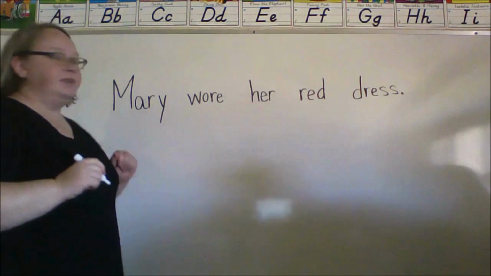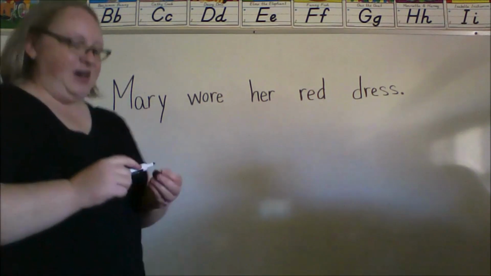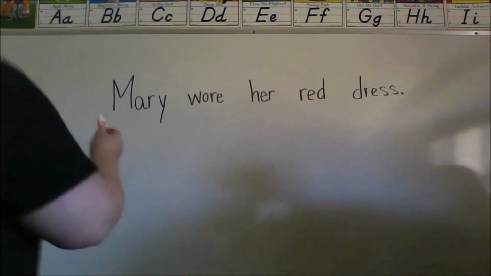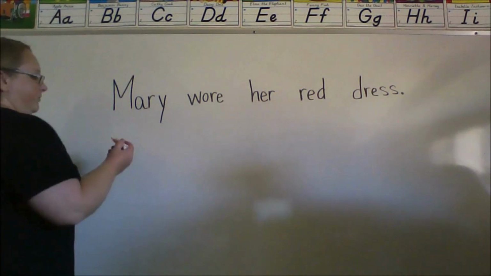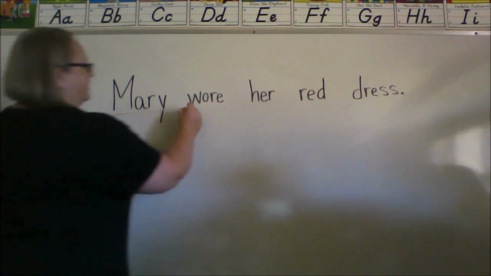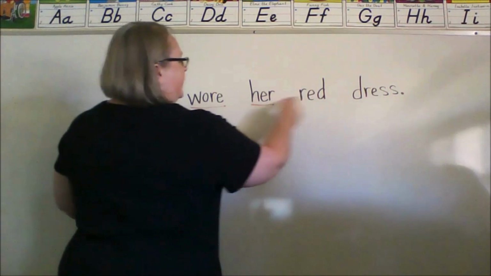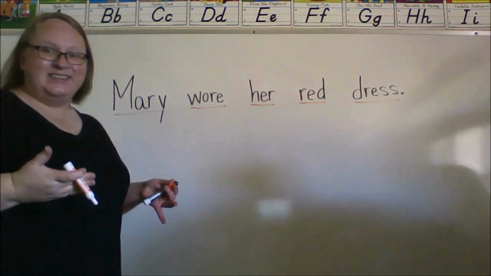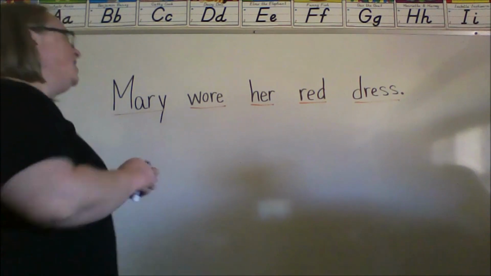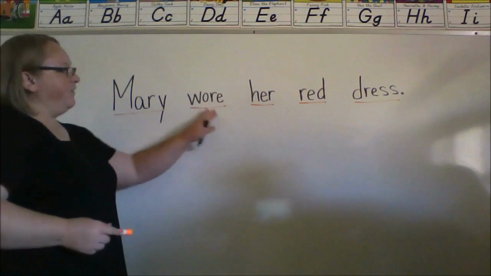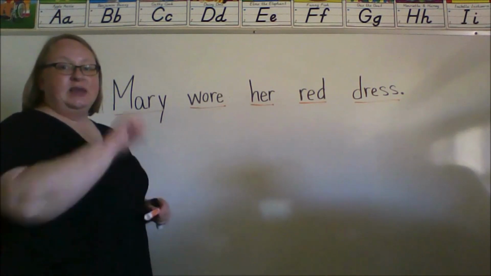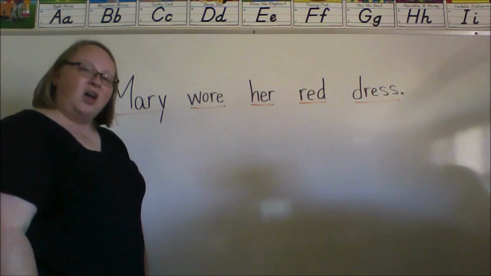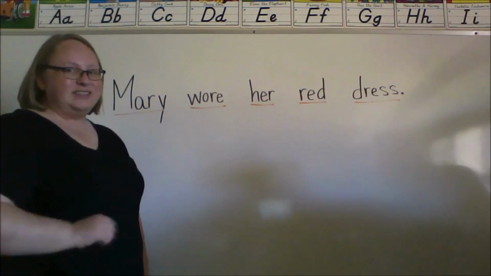Let's count those words and make sure that we got the right number. I'm going to underline them as we go. Ready? 1, 2, 3, 4, 5. Did we do it? Yes, we did, didn't we? Awesome. There are 5 words in our sentence. Mary wore her red dress. Great job, you guys. All right, I'll see you tomorrow.